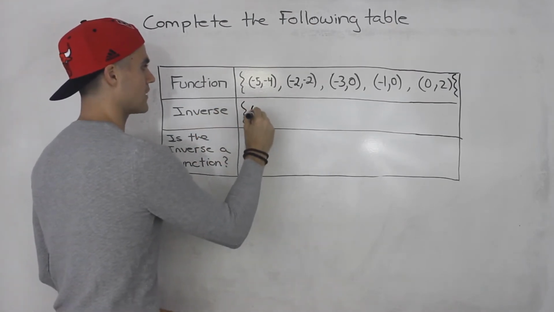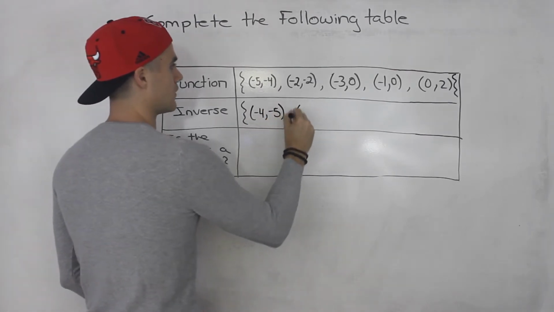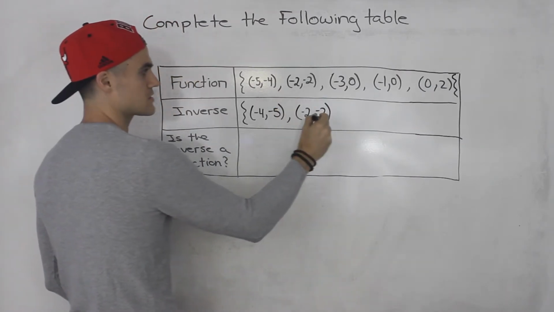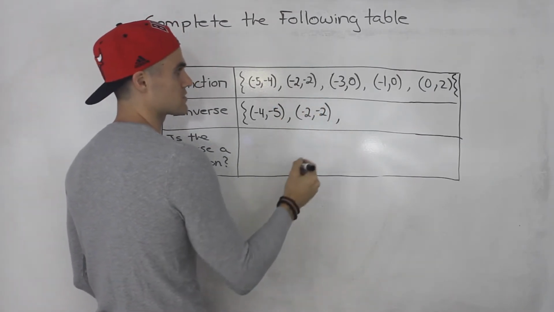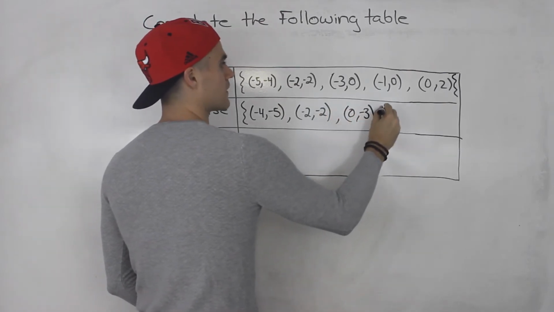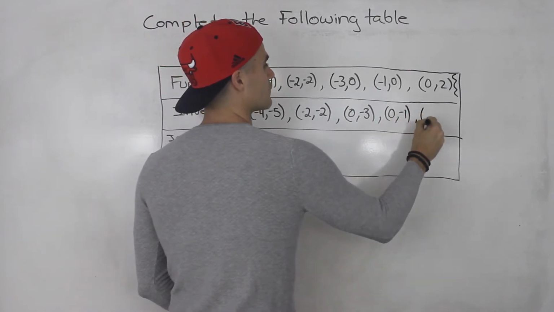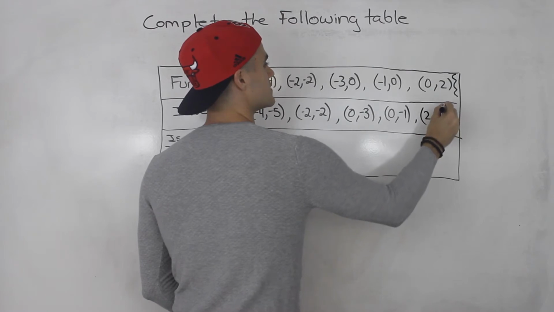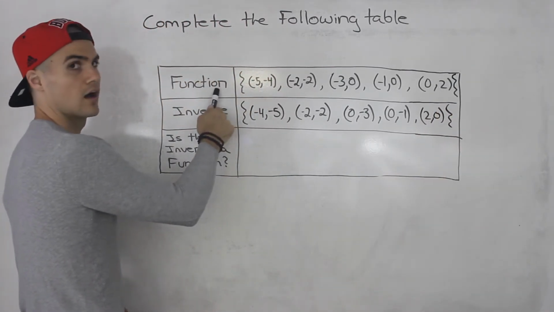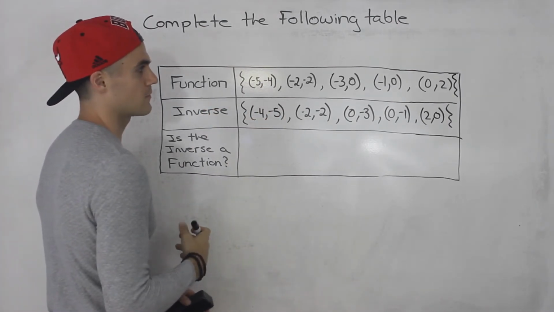So we're going to have -4, -5. Then over here, it's going to be -2, -2. Both are the same points pretty much because the x and y coordinates are the same. Here we're going to have 0, -3. Then we're going to have 0, -1. And then we're going to have 2 and 0. Right? So that is the inverse of that function. So we just took all the coordinates and we flipped them.